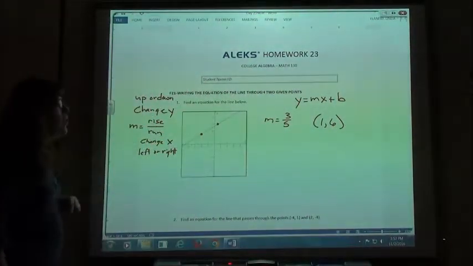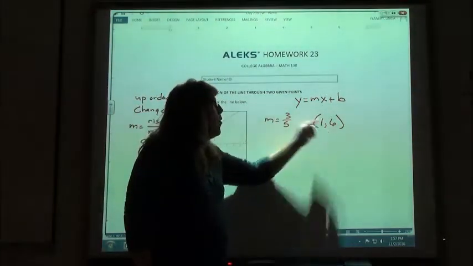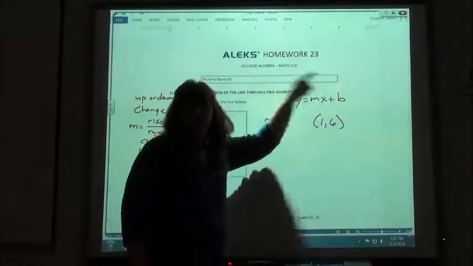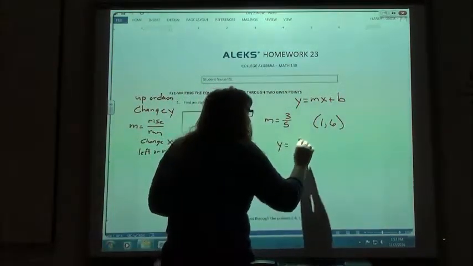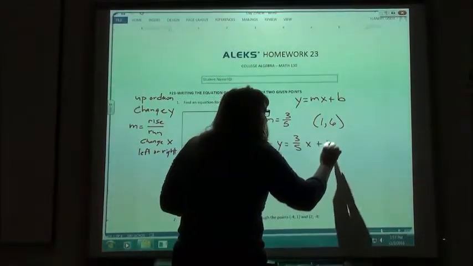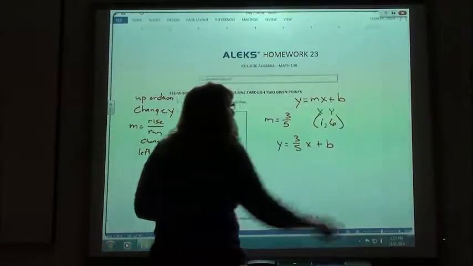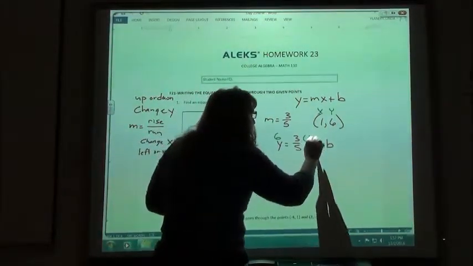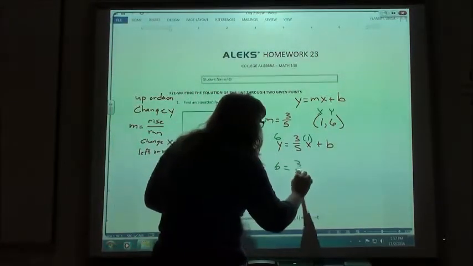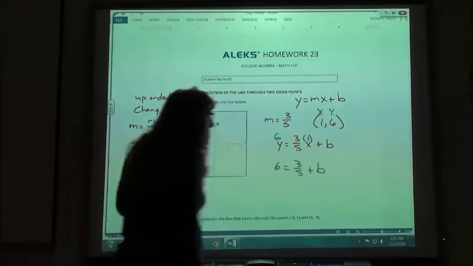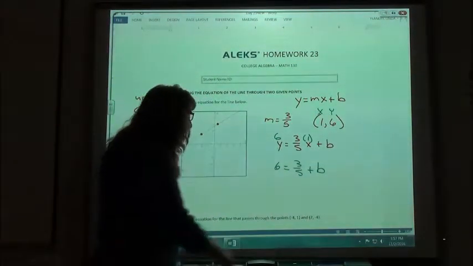Now these ones are like the ones we previously did. We know the slope and we know a point the equation goes through. We can find the y-intercept so we can write the equation of the line. So y is going to equal 3/5 x plus b. We are then going to use 1 for x and 6 for y. So 6 is going to equal 3/5 times 1 is still 3/5 plus b. So to solve that for b, I have to subtract my 3/5.